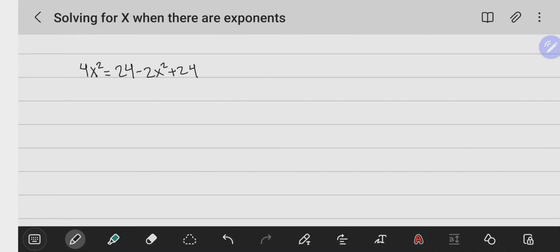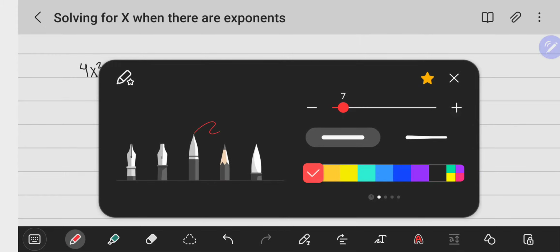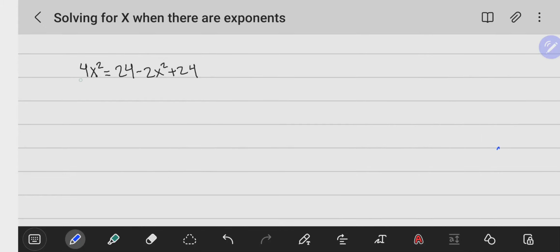Hello. So we're going to be solving for x when there are exponents in this video. Okay, so we're going to start off by combining the like terms that we have right now, okay? So right now we have a problem because if we look here, we have 4x squared on this side, but we have a negative 2x squared here.